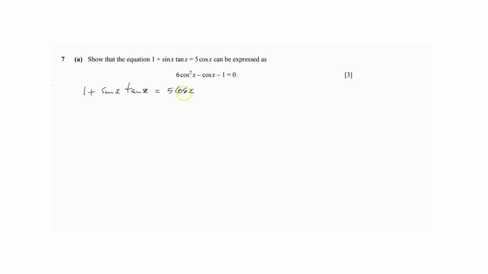So our goal is to reduce this equation to 6 cos squared x minus cos x minus 1 equals 0. We know that tan x is equal to sine x over cos x. So let's write that. Tan x is equal to sine x over cos x. Therefore, we can write 1 plus sine x times sine x over cos x, and that equals 5 cos x.